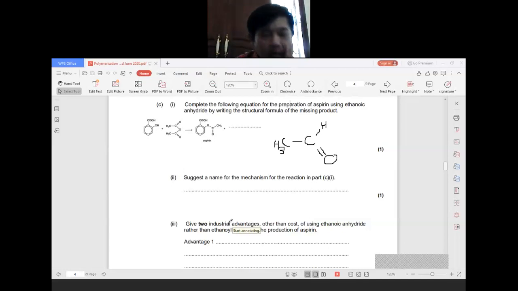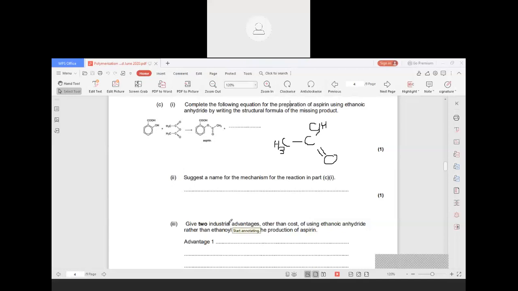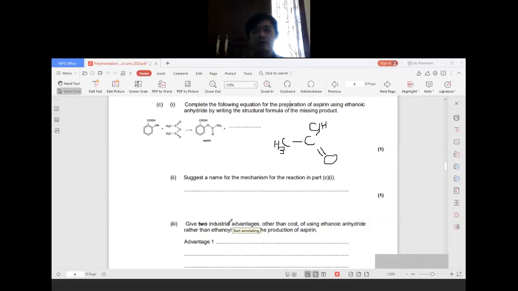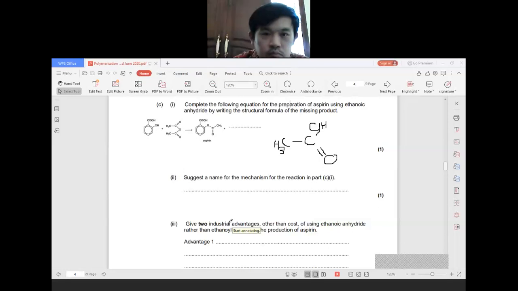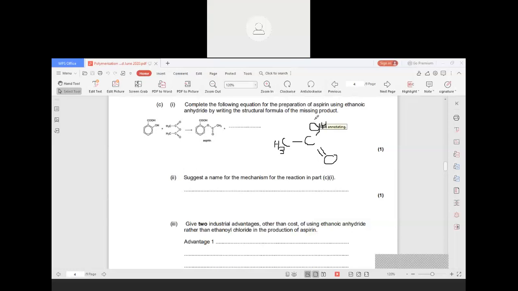It is not ethanol. Ethanol doesn't react with carboxylic acid to form acid anhydride. It must be two carboxylic acids. Two ethanoic acids must react to form acid anhydride. Is this O? Yes, that is an O. Oh yeah, correct. This is the structure. Okay, so it forms ethanoic acid.